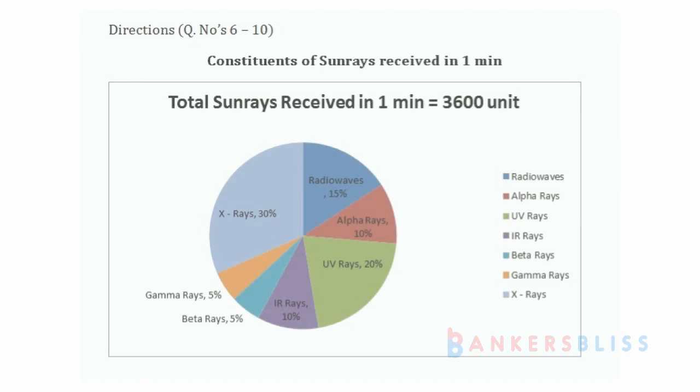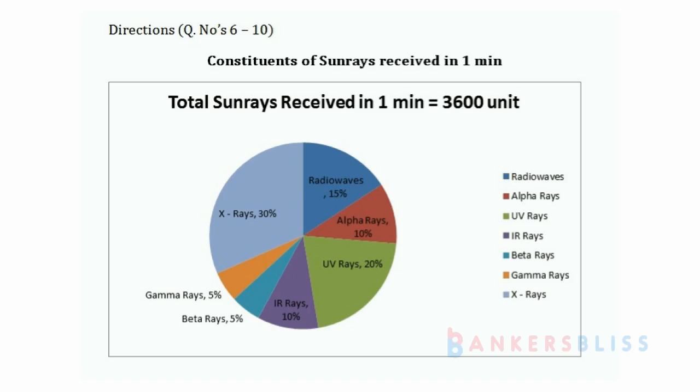Next, directions. Question number 6 to 10. Constituents of sun rays received in 1 minute. So, in 1 minute, what the sun rays have received, based on the data they have given. Total sun rays received in 1 minute is equal to 3600 units. So, in a single minute, we are receiving 3600 units of sun rays.